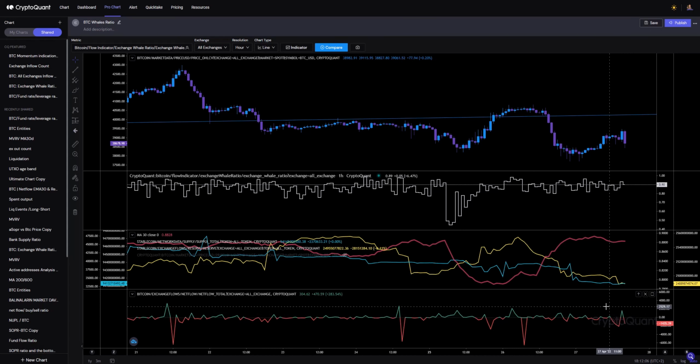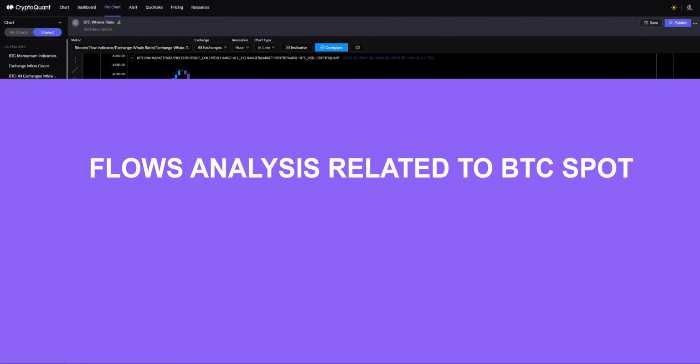So Bitcoin net flow is indicating, as usual, I would say, today more red than green, but this net flow is the total Bitcoin net flow, so it's not making any differentiation between derivatives and spot exchanges. So let us take a look at the flow activity.